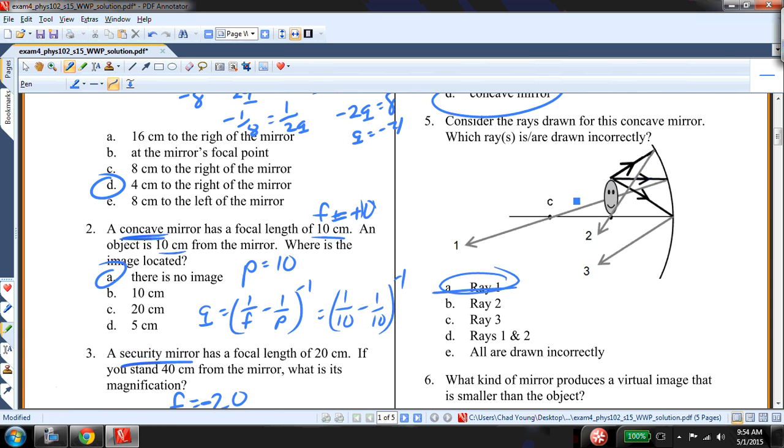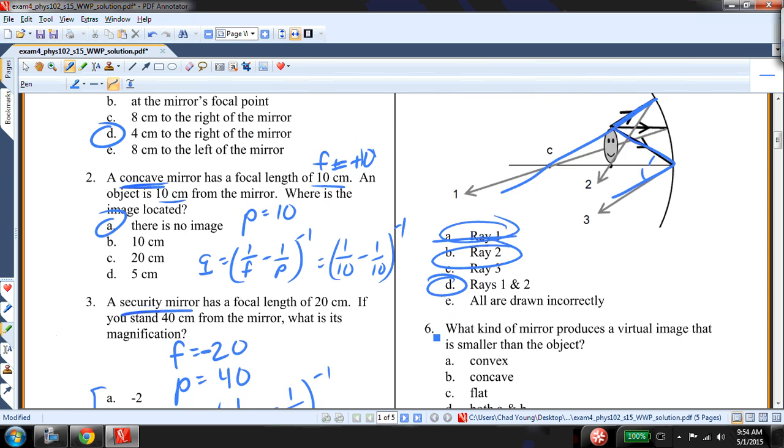Number 2, if it goes through the center of curvature, it should go back on itself. Okay, so ray number 2 is not correct either. Now let's look at ray number 3. Ray number 3 goes to the center and reflects. These two angles are the same. That one's okay. So D is the right answer. D is the right answer for number 5.